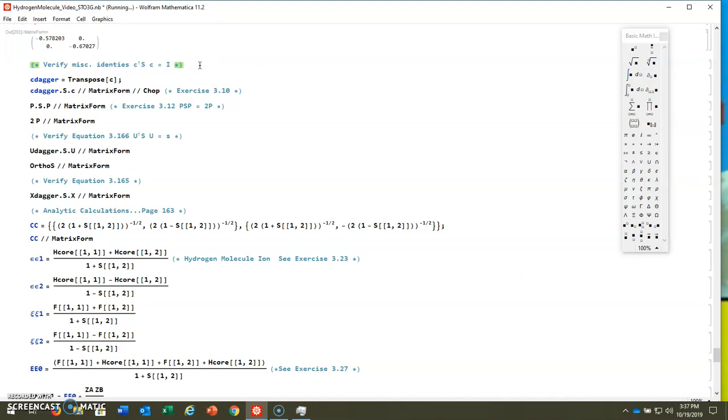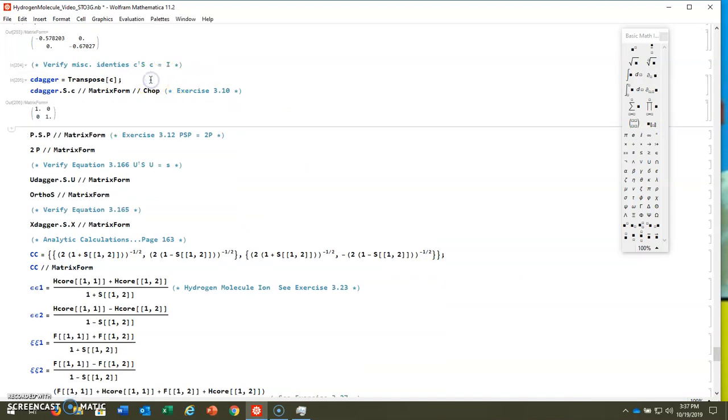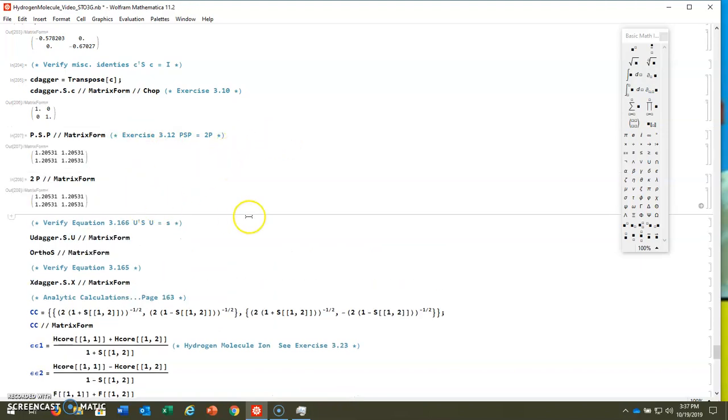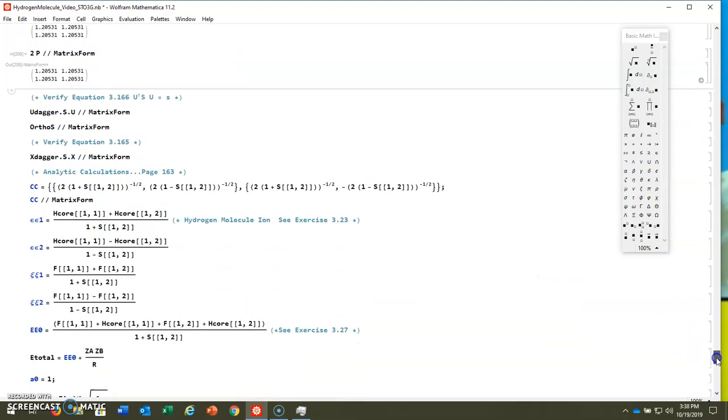A few other identities here that we're supposed to be able to verify, and I think we are. P times S times P equals 2P. Yes, it does. I'm not exactly sure how you'd set forth to prove that. It's not obvious to me anyway that they ought to be equal, but according to Szabo they should be, and according to our calculations they are. So that's about as far as I'm able to take that for now.